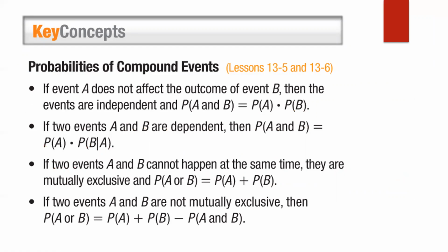And if two events A and B cannot happen at the same time, they're mutually exclusive. So the probability of A or B would be the probability of A plus the probability of B. And if two events are not mutually exclusive, then the probability of A or B would be the probability of A plus the probability of B, but then subtract the probability of A and B.